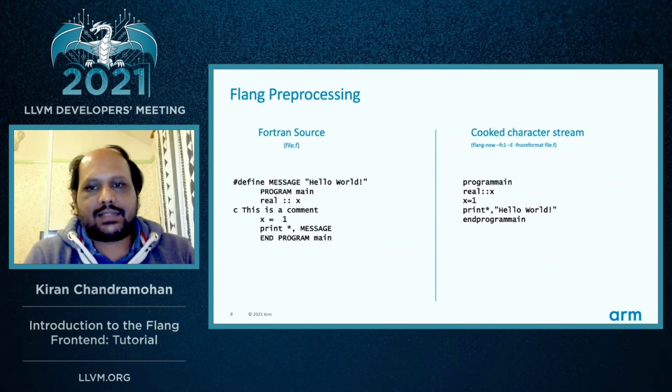On the right hand side, I have provided the command at the top, flang-new -fc1 -E -no-reformat file.f. That's the command that you have to use to produce the cooked character string. We can see that all the extra spaces have been removed. The preprocessor defined MESSAGE has been replaced. All the uppercase letters have been converted to lowercase. And this is what we call the cooked character string. So, it's all very normalized.